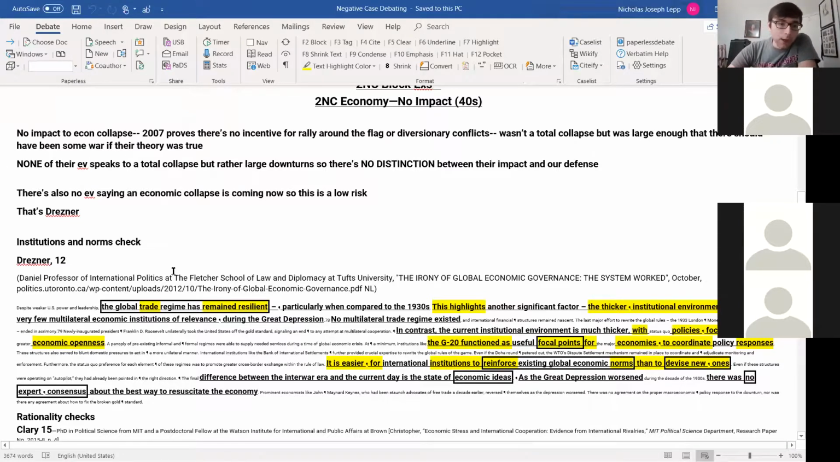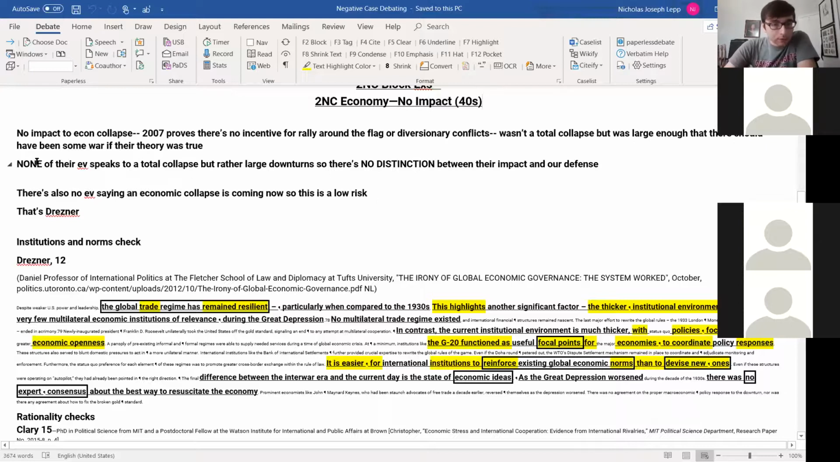First of all, you'll notice that for this 2NC block, there's a lot going on, right? I actually did spend the time to seriously sit and think, how do I want to talk about no impact econ collapse in the 2NC? I even timed it, it took me 40 seconds, right? And so lots of time here.